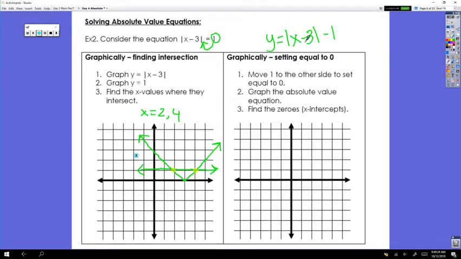So if we were to graph this after moving 1 over, we know we would go to the right 3 and we'd go down 1. Our slope is 1, so from there we'd go up 1 over 1, and this would be our graph. Since we set the other side equal to 0, our answer is just going to be where it crosses the x-axis, only the x values. So that would be right here and right here. So our answer for this one, just like the other one, which makes sense because they're the same problem, is x is equal to 2 or 4.